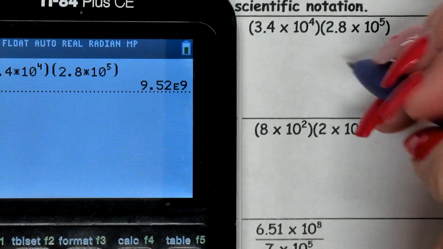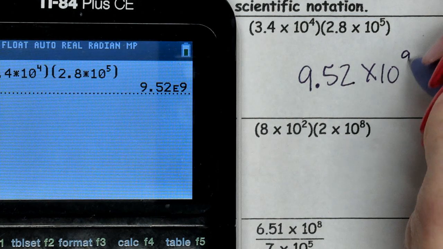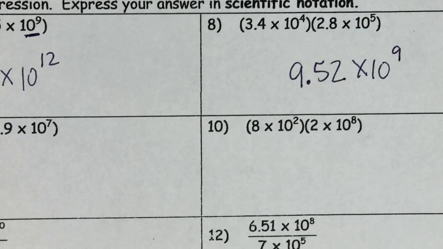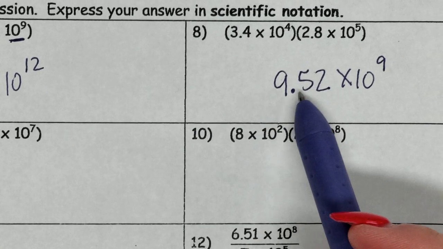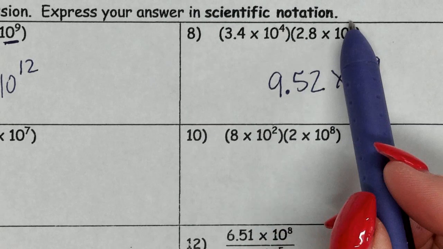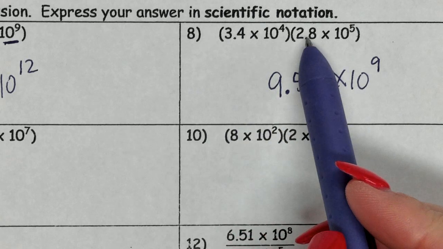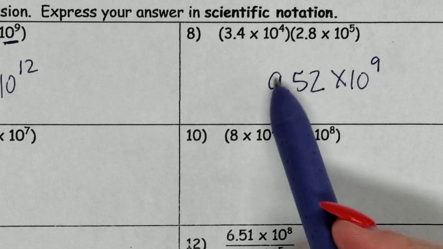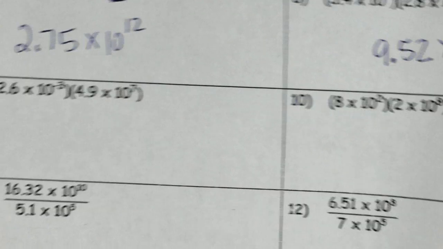And write your answer down. Would this one have worked by hand? Yeah, because 4 plus 5 is 9. So 3.4 times 2.8 only gave us an answer with one digit before the decimal, so it worked out. All right, try this one.